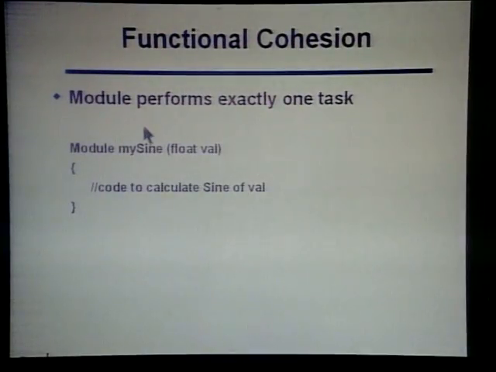The best module should exhibit what we call the functional cohesion. And the functional cohesion is defined as when a module performs exactly one task, then we say that module has the functional cohesion. Here is one example. We have written the module mySign. It takes one float parameter, and of course here we have written some code which will return the sign value of the parameter. So that's the type of module we should be looking for.